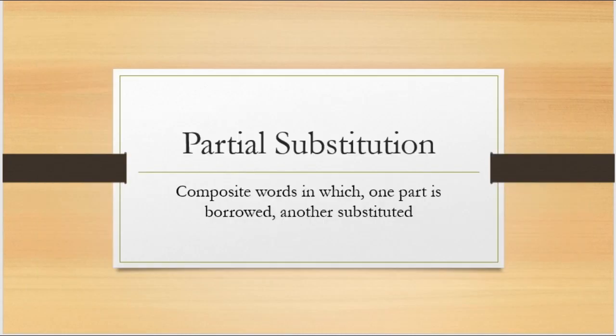Now let's come to the second kind of linguistic borrowing that can be noticed in the linguistic landscape of the hospitals in Karachi. The second kind is partial substitution. Partial substitution, as we saw, refers to those composite words in which one part is borrowed and the other is substituted.